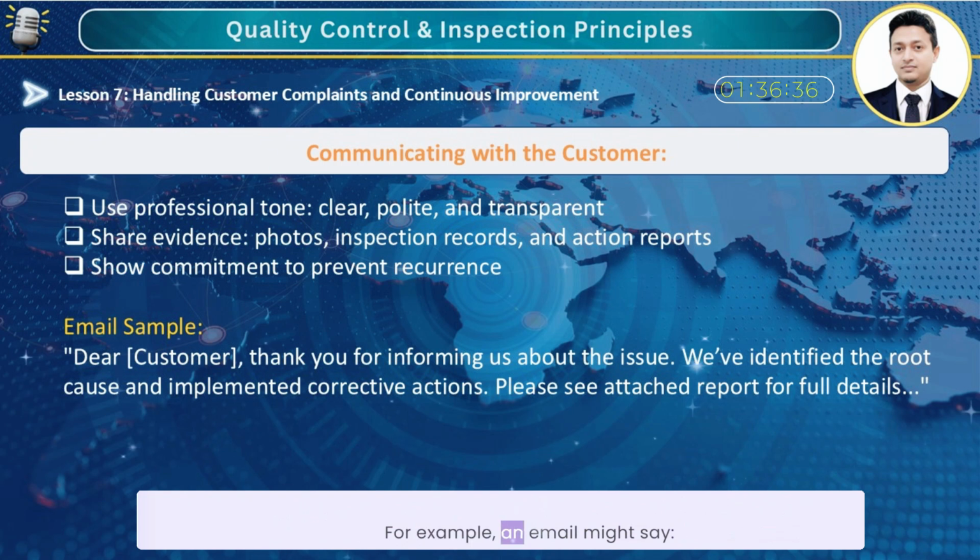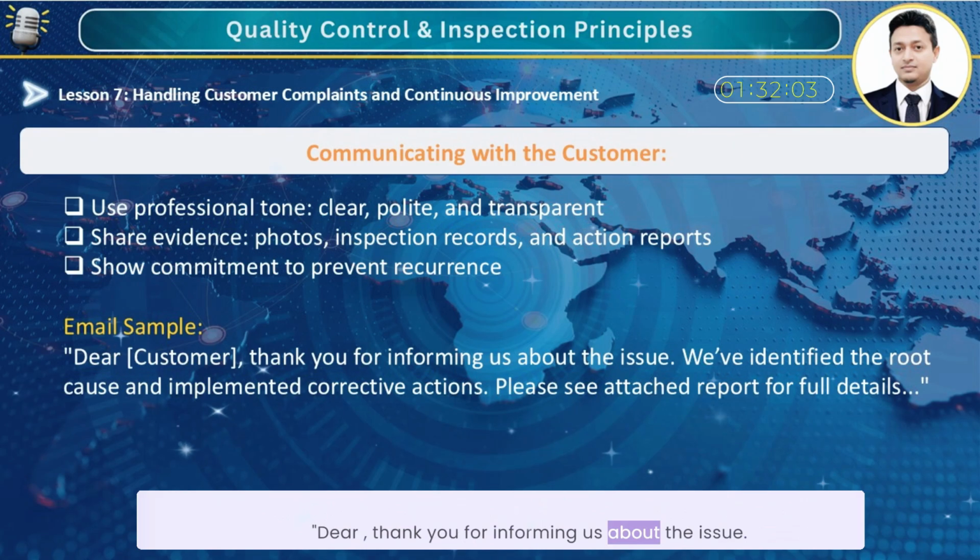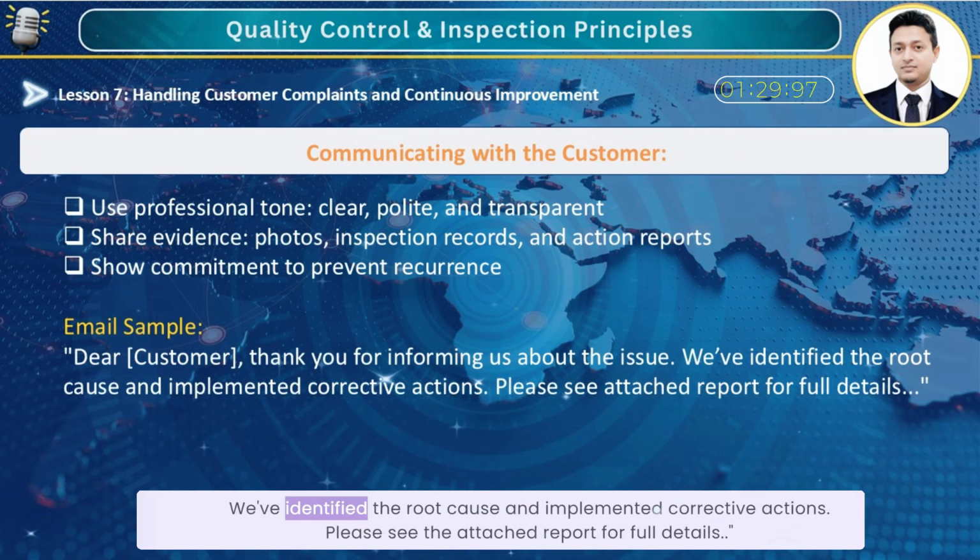For example, an email might say, "Dear, thank you for informing us about the issue. We've identified the root cause and implemented corrective actions. Please see the attached report for full details."